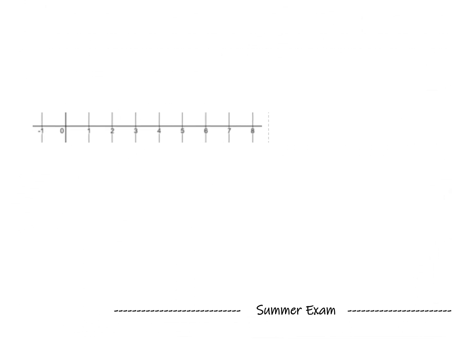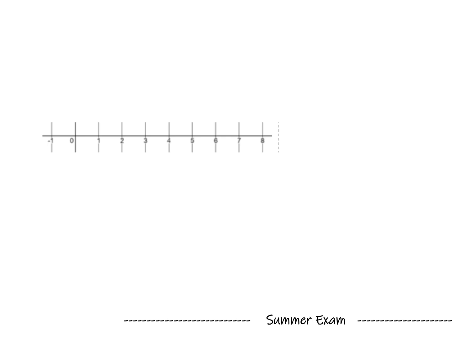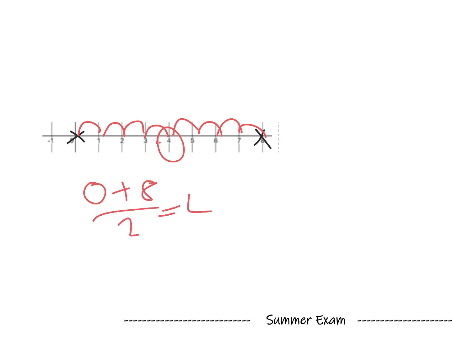If we imagine, first of all, that you have the point 0, say, and the point 8, and you were trying to find out where the middle is, you might be able to just count in 1, count in 1, repeat that process, and you end up that the middle is 4. But if you add those two values, 0 and 8, and divide by 2, you also get 4.